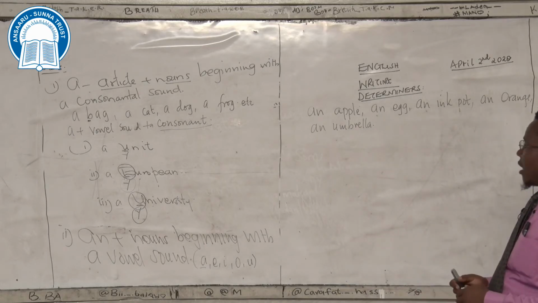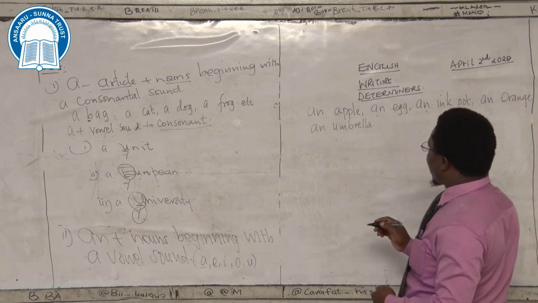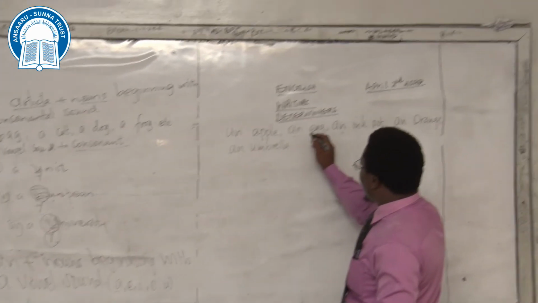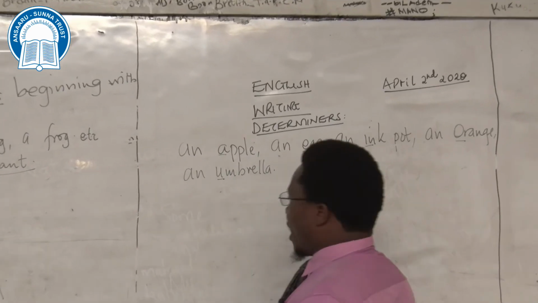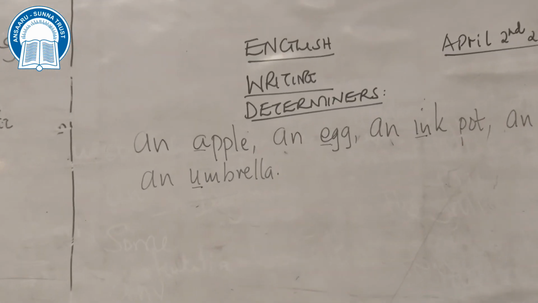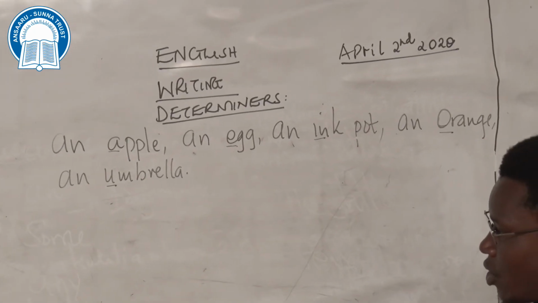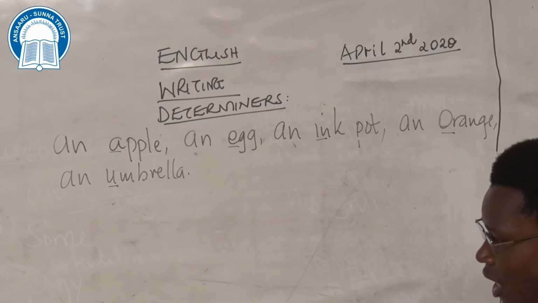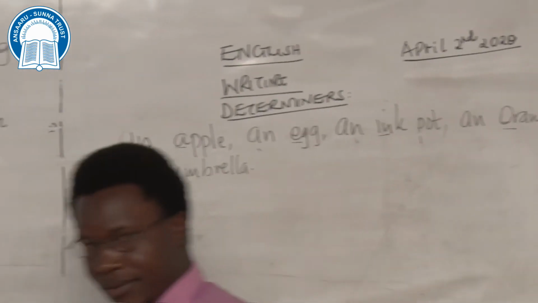So when you look at these words, look at the vowel sound at the beginning of each noun. You realize at the beginning of each noun we have the vowels. So an article is used with nouns beginning with a vowel sound.